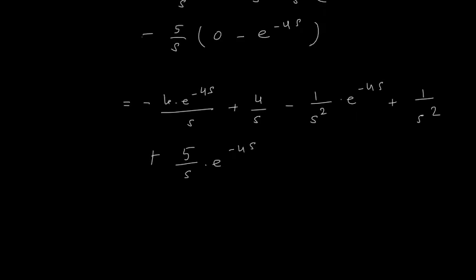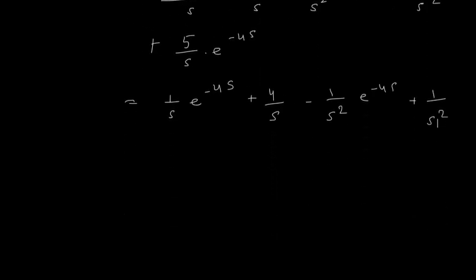Now this first term, that is e power minus 4s upon s, and this term 5 upon s e power minus 4s, I can add them, and what I will get? I will get 1 upon s e power minus 4s. Then here we have plus 4 upon s. Then here we have minus 1 upon s square e power minus 4s, and then we have 1 upon s square. So this is our final answer.